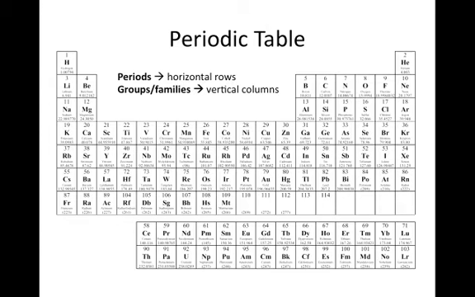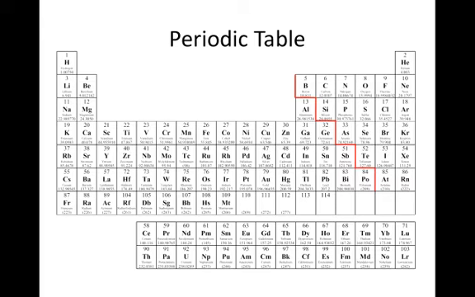Elements that are in the same vertical column are elements that are in the same group or family. The groups or families are labeled starting on the left and going to the right: Group 1, Group 2, 3, 4, 5, 6, 7, 8, 9, 10, 11, 12, 13, 14, 15, 16, 17, 18. Nitrogen and phosphorus, because they are in the same vertical column, are members of the same group or the same family. Nitrogen and phosphorus are members of group 15.